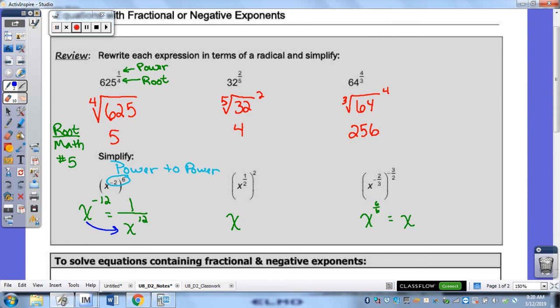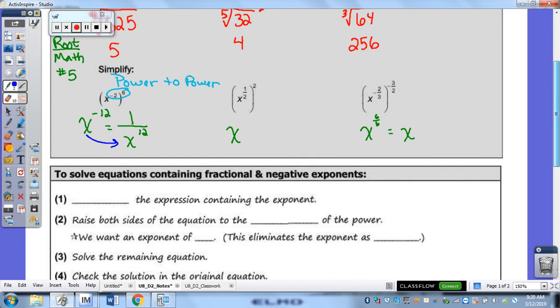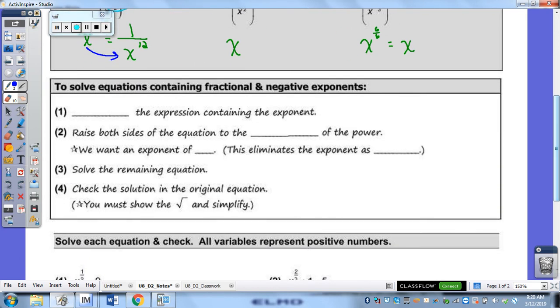So we're going to be using this power to a power rule a lot for our notes today for our new stuff. What we're going to be doing is solving some equations that have fractional or negative exponents to them. So if you are solving an equation and your x has a fraction exponent or a negative exponent, what you want to do first, you want to isolate the expression containing the exponent. So you want to get that completely by itself. So add or subtract any numbers and then add, multiply or divide by any numbers.